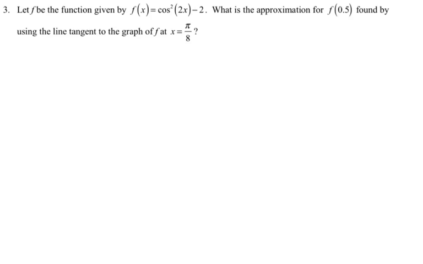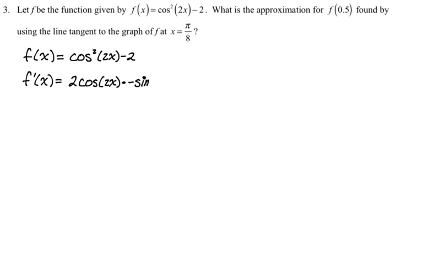For a tangent line, first let me just write down the function: cosine squared of 2x and then minus 2. I need the slope and I need the value of the function. So let's get the slope. f prime of x is going to be a chain rule thing: the derivative of something squared is 2 times that thing, times the derivative of that thing. The derivative of cosine is negative sine of that thing, times the derivative of 2x, which is 2. So chain rule our way through there.